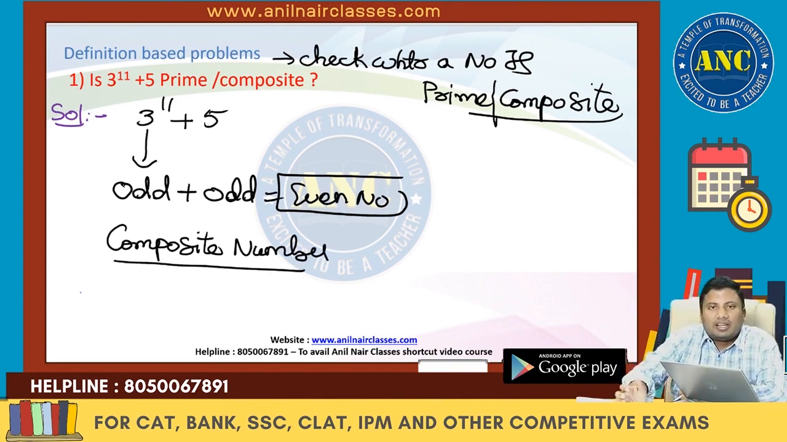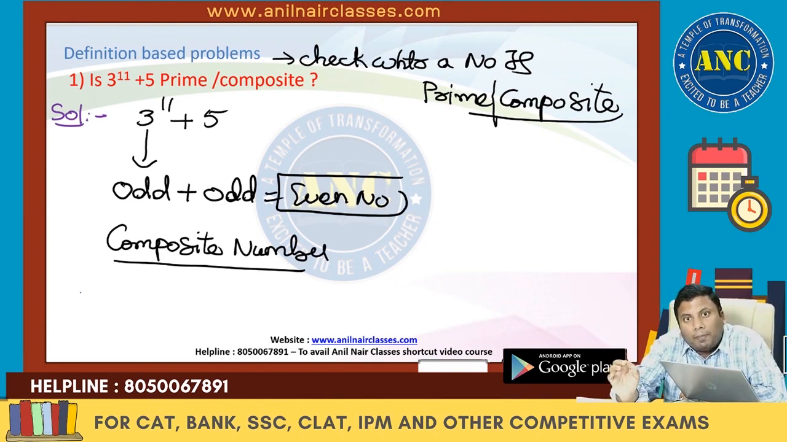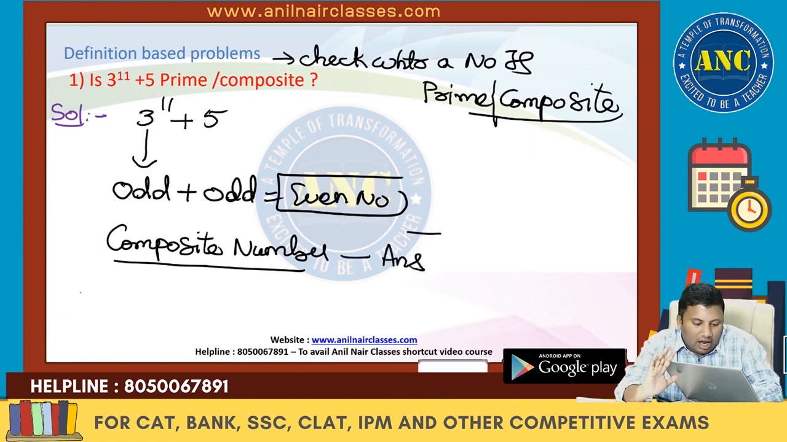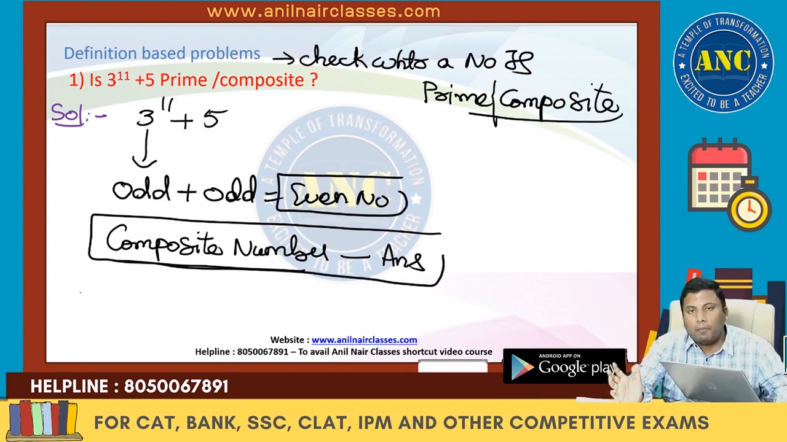Why is the answer a composite number? 3 is an odd number. Odd number power any number is an odd number. 5 is an odd number. Odd plus odd is an even number. There is no even number other than 2 which is a prime number. Therefore, the first answer is composite number. I hope the first one is clear.